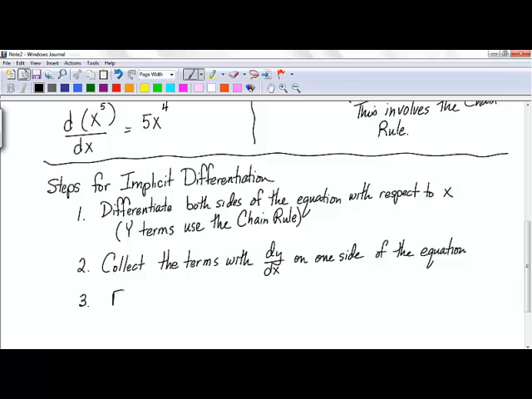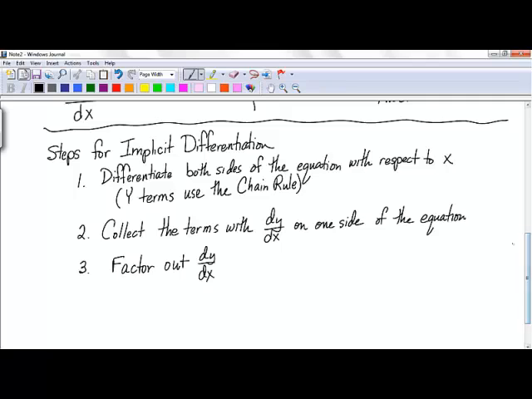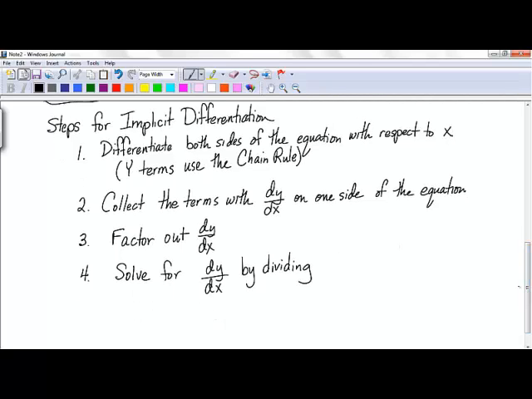So factor out the derivative of y with respect to x. Factor that out. Okay, and then you want to get that by itself. So solve for the derivative of y with respect to x by dividing. Okay.